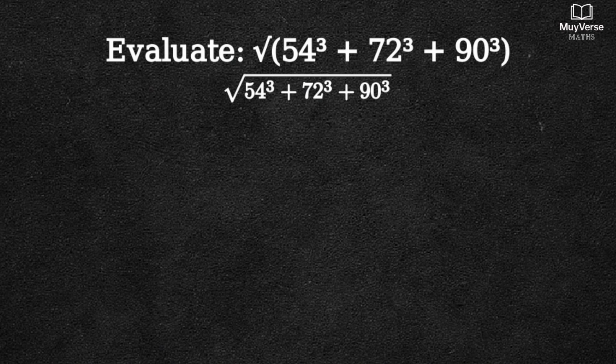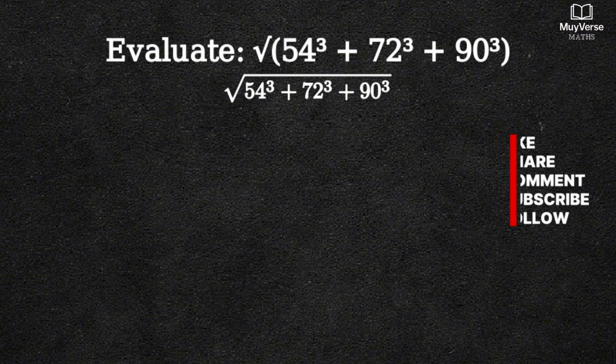Step 1. Find a common factor. Notice that 54, 72, and 90 are all multiples of 18. We can write 54 equals 18 times 3, 72 equals 18 times 4, and 90 equals 18 times 5.